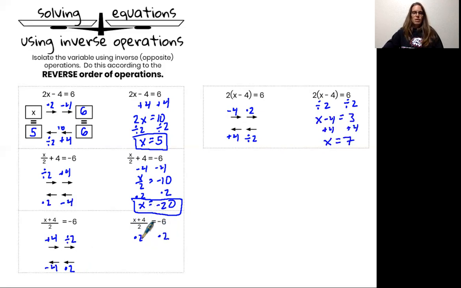X plus 4 divided by 2 times 2 leaves me with x plus 4 equals negative 6 times 2, which is negative 12. My second inverse operation is to subtract 4 to undo this addition of 4. Subtracting 4 from both sides, x plus 4 minus 4 just leaves me with x, and then negative 12 minus 4 is negative 16, which is my solution to the second equation. Notice really similar equations, but different solutions.